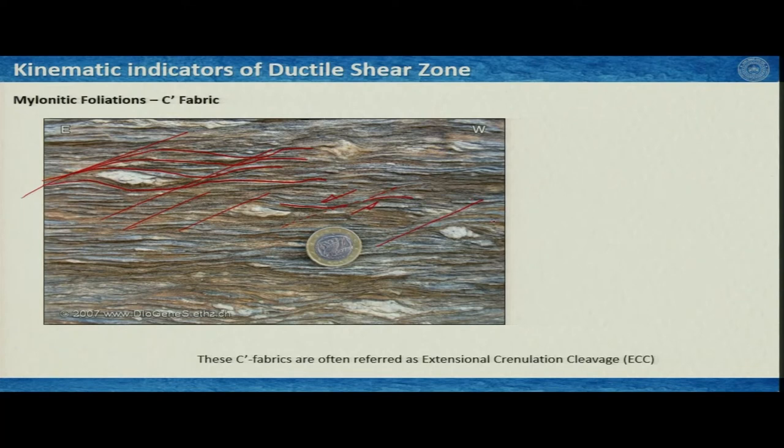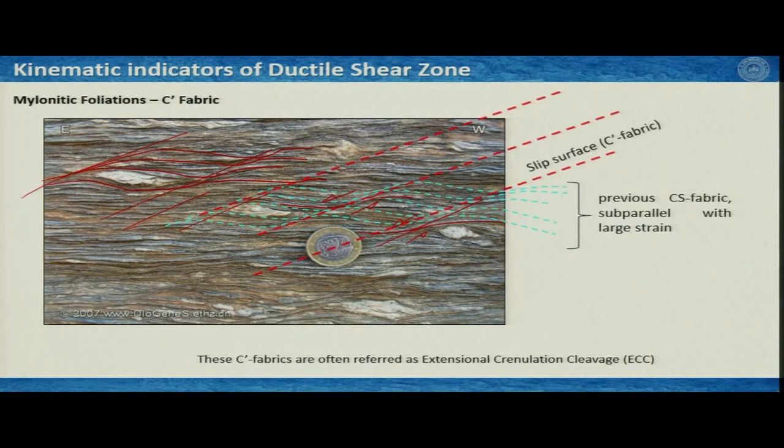If you look at here, you will also see that this is going like this. And if you clear here, this is going like this. So the sense of shear is, at least on these bands, sinistral. So we can figure out that these things are previous CS fabric, which was subparallel with the large strain. But with continued deformation, they got sheared again successively, stepwise, to produce a series of slip surfaces, which are the C prime fabric, and altogether they are developing CC prime or CSC prime or SC prime fabric.